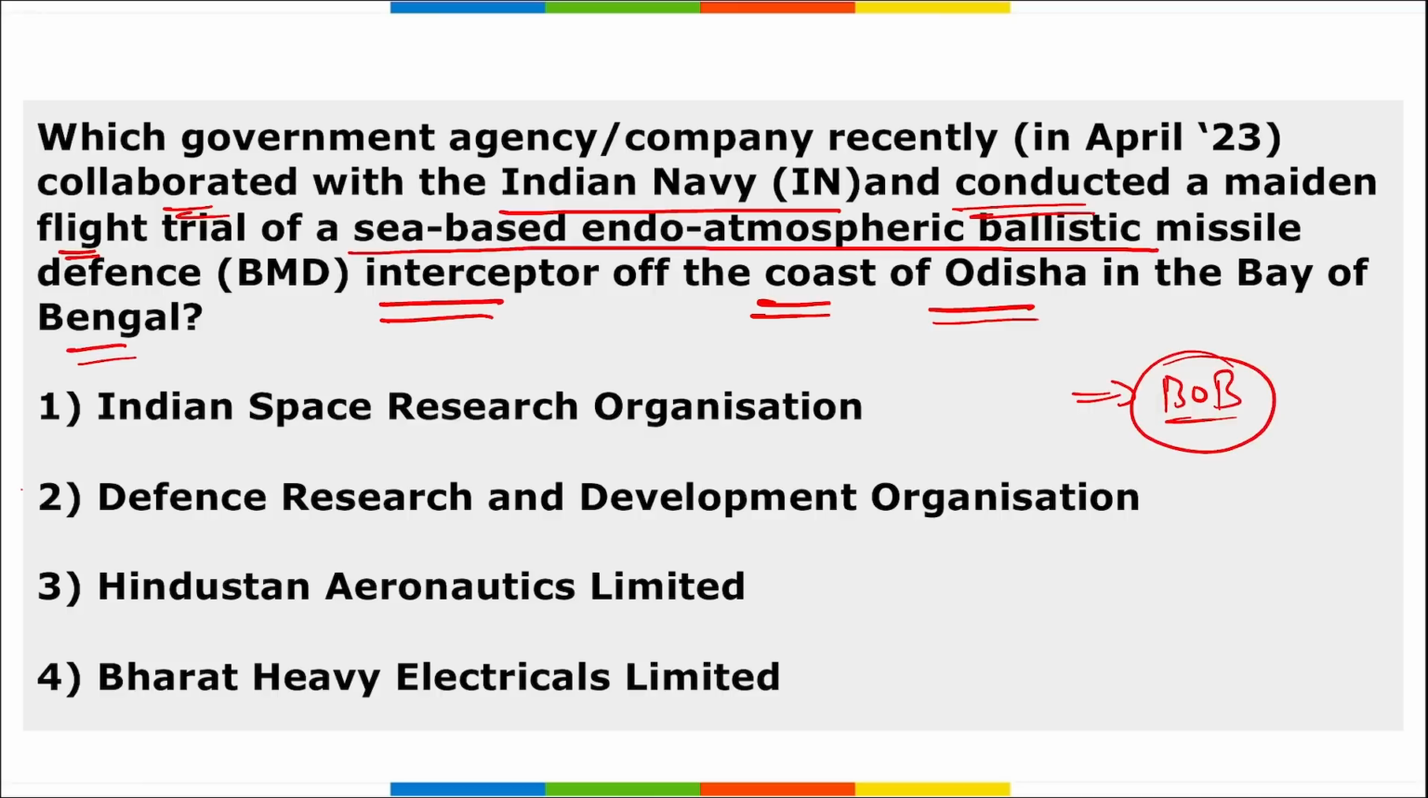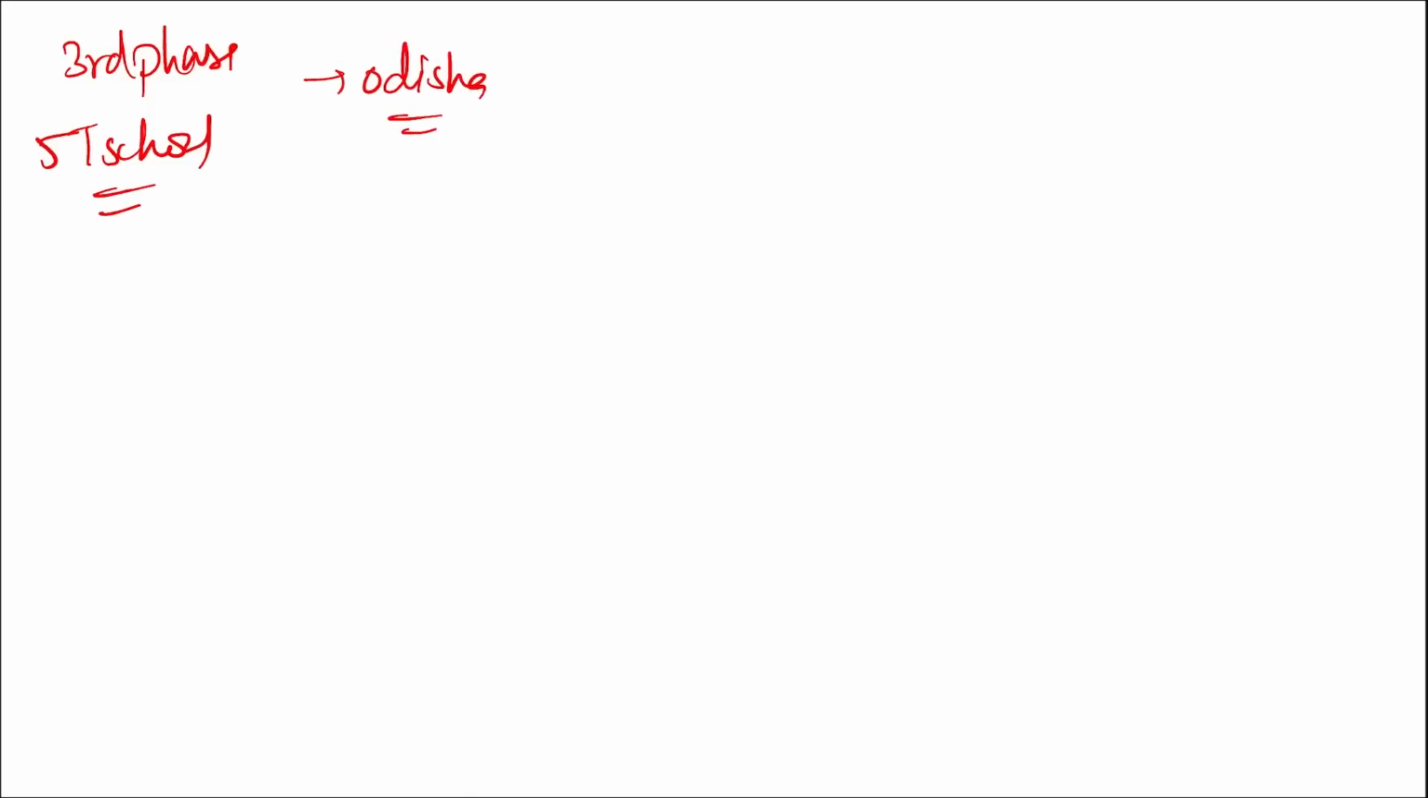Now the question asked here is which government agency along with Indian Navy conducted it? It was your DRDO along with Indian Navy, that is your Defense Research and Development Organization. This test was done to enhance India's deterrence capabilities against aerial intrusion and to engage and neutralize a hostile ballistic missile threat. Next, in which state the third phase of the 5T school transformation was launched? It was launched in the state of Odisha.